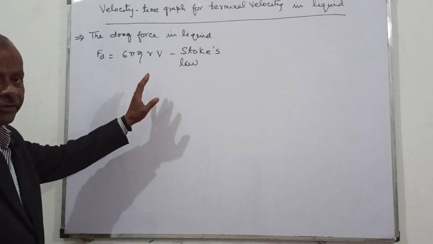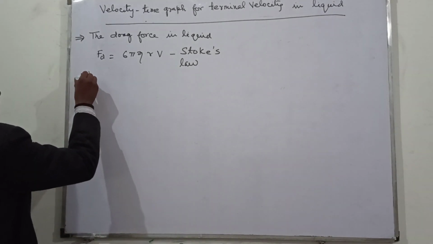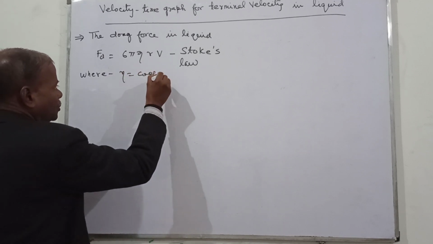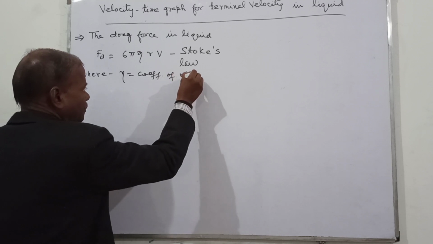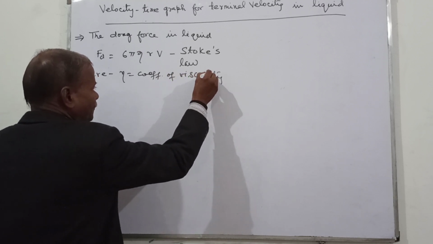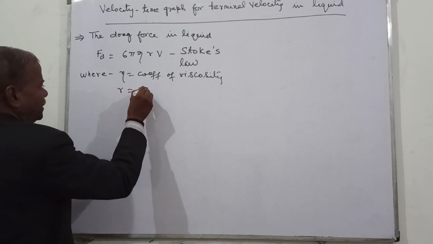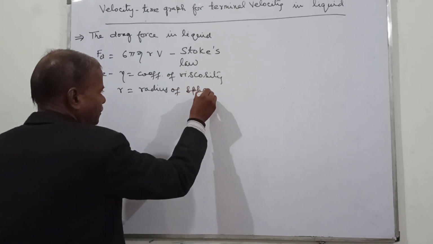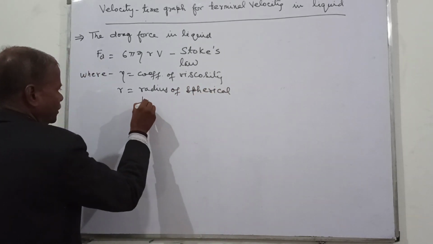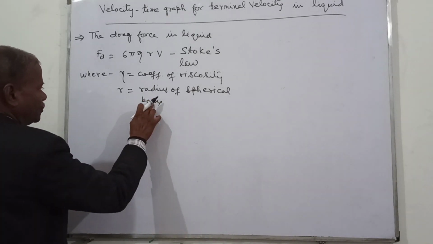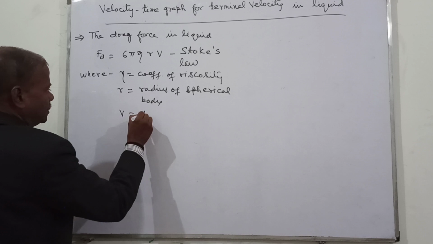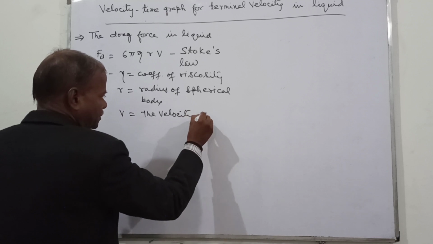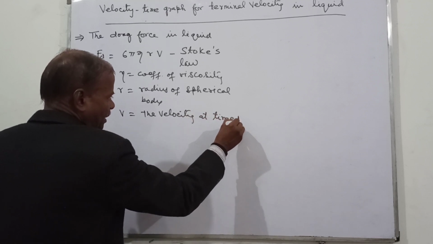Now eta is the coefficient of viscosity, r is the radius of the spherical body, and v is the velocity at time t.